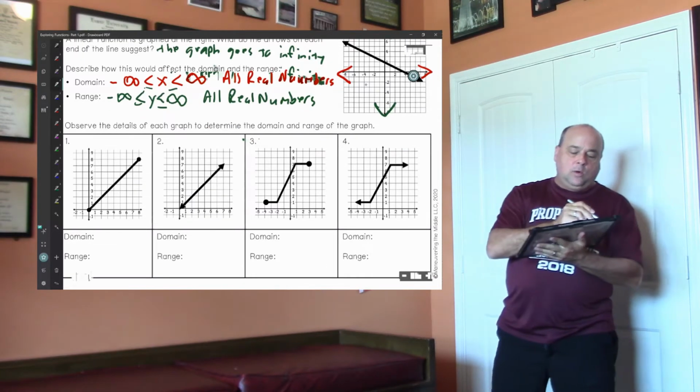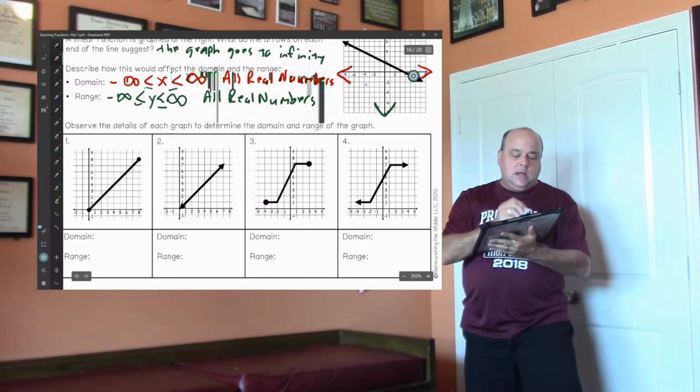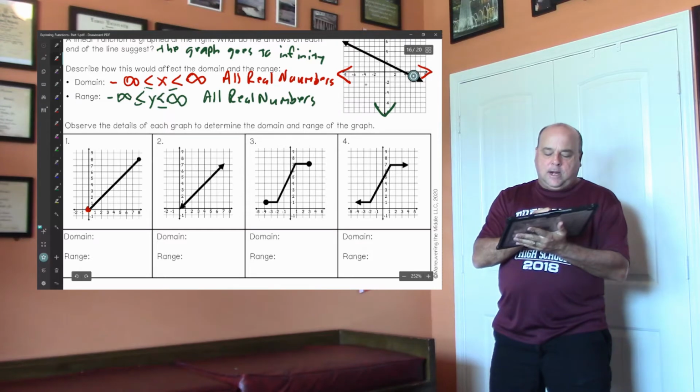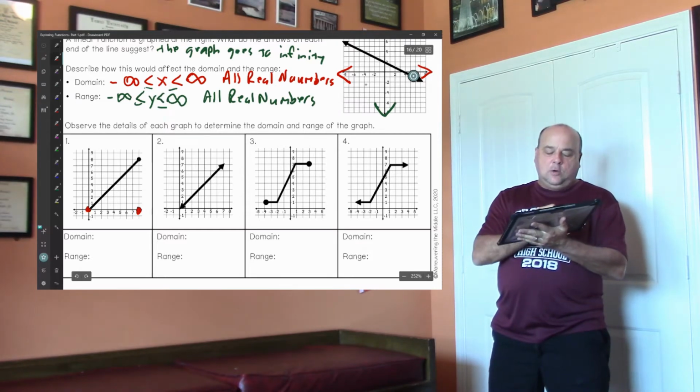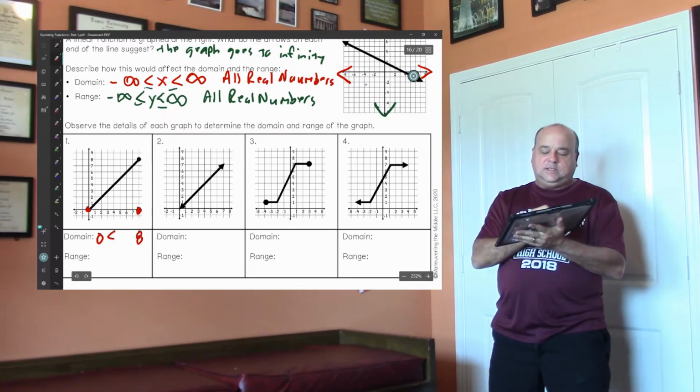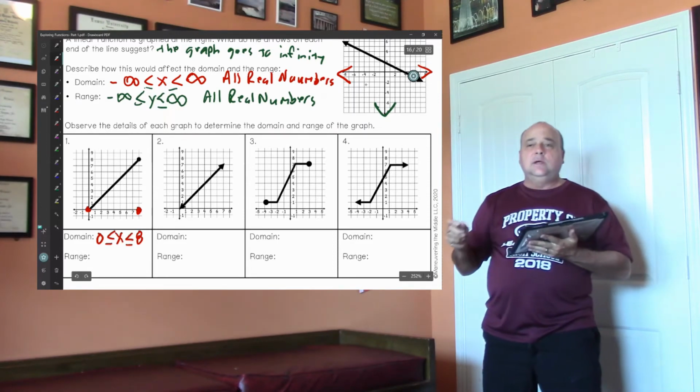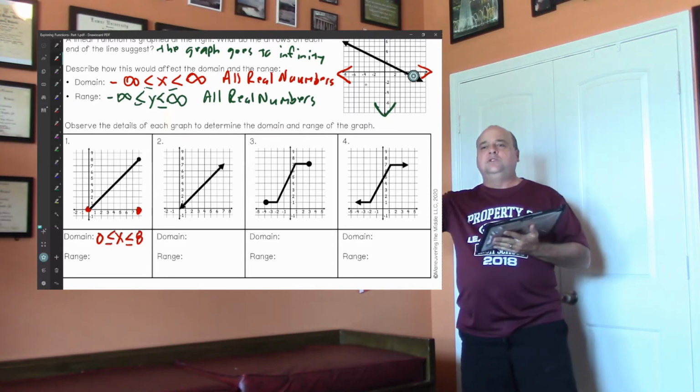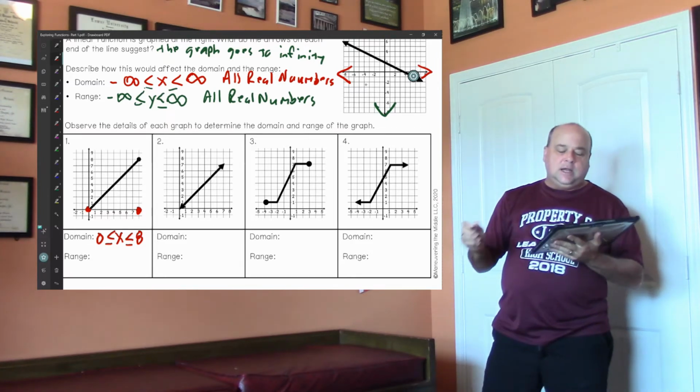So let's go to number 1. Let's go left to right. The left number would be here. The right number would be here. So the domain would go from 0 to 8. They're both closed dots, so put less than or equal to, and we're going to put x's. So the domain would go from 0 to 8. That's how you write that with inequalities.